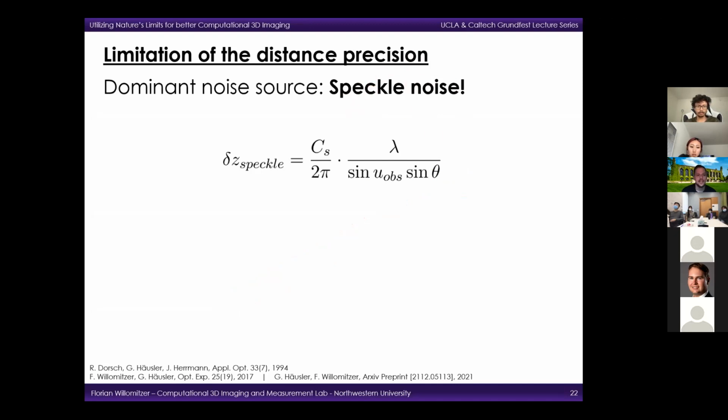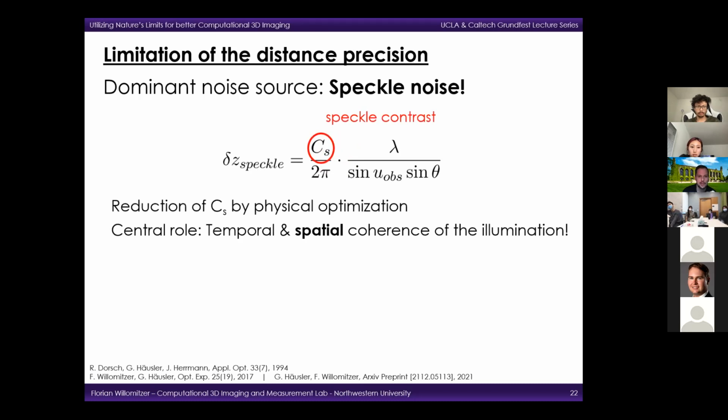And the distance precision in presence of speckle noise is actually given by this formula here. So here we have the wavelength, the triangulation angle, and this is the observation aperture. An essential role here plays the so-called speckle contrast, which is the inverse signal-to-noise ratio. To improve the distance precision, you need to perform a physical optimization of the speckle contrast, where the temporal and especially the spatial coherence of the illumination is very, very important.